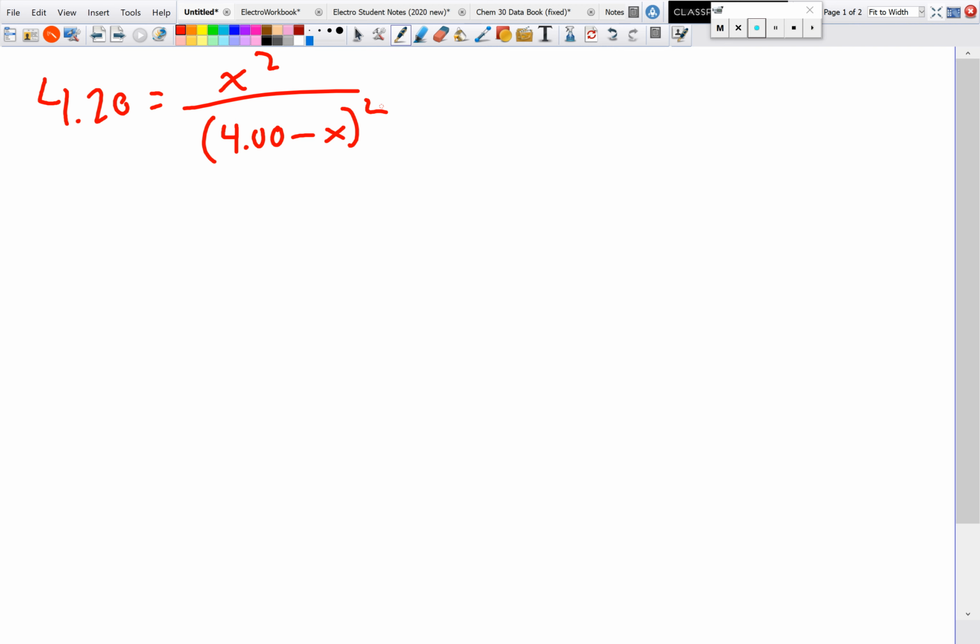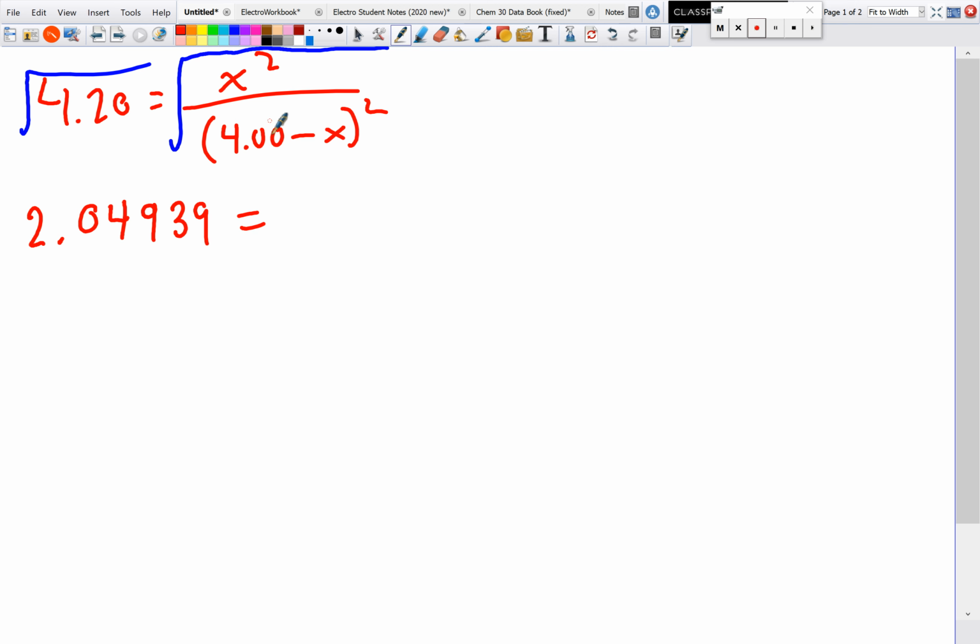Now, algebraically, you can imagine trying to solve for this is going to be kind of difficult, but because we have x squared at the top and (4.00 minus x) squared at the bottom, what we can do is take the square root of both sides, square root of that, square root of all this. Now this is going to simplify into the square root of 4.20, which is 2.04939, is equal to the square root of x squared, which is x, over the square root of (4.00 minus x) squared, which is 4.00 minus x.